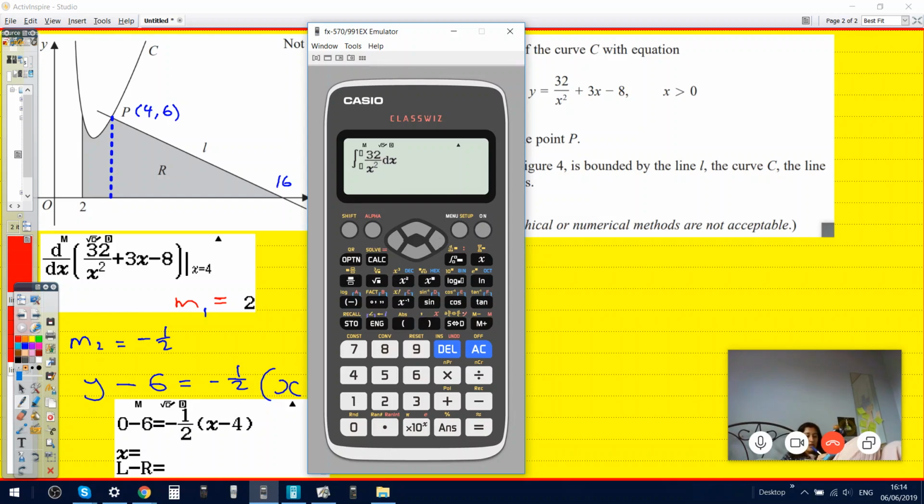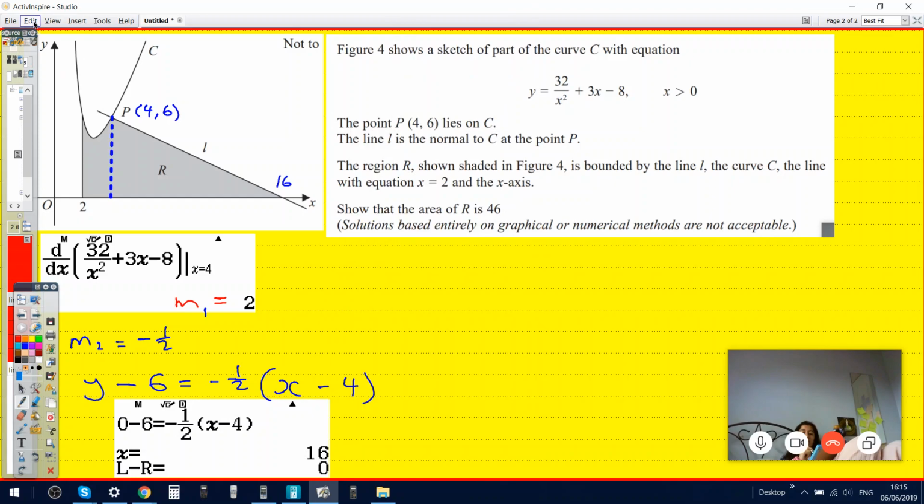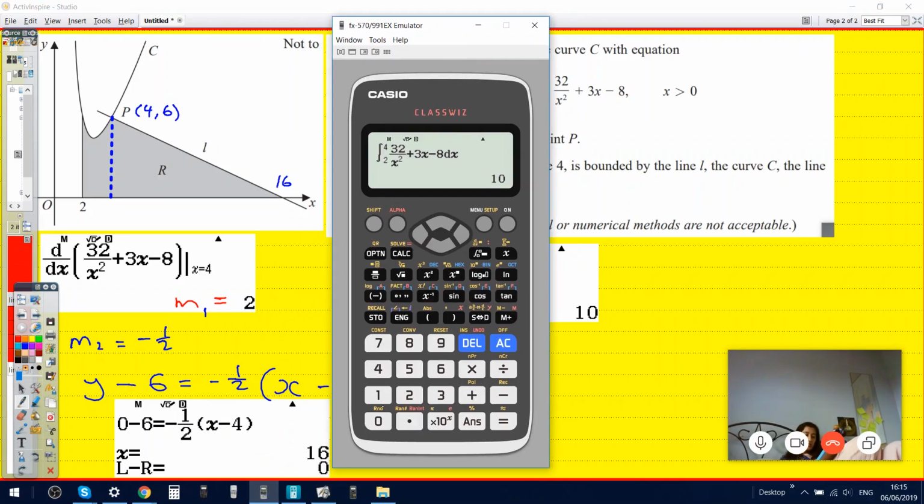So 32x minus 2 plus 3x minus 8. That integrates to... You can't just use a calculator. You have to show it. I'll just write down what I put into the calculator. So 32x minus 2, you increase the power by 1, so you get 32x minus 1 over minus 1. Plus you said a half times base times height. Minus 8x for 2. So 4.